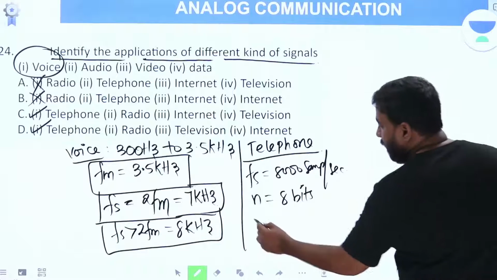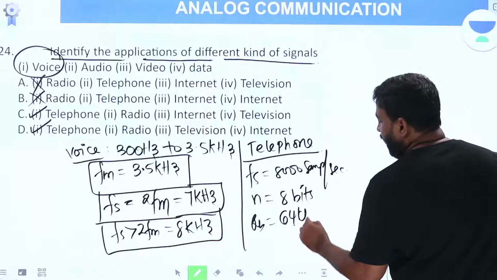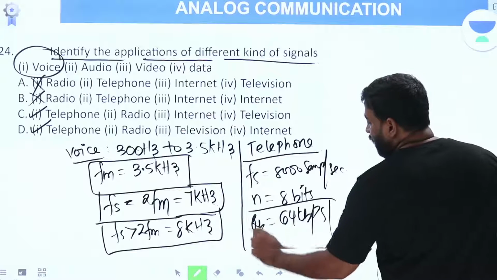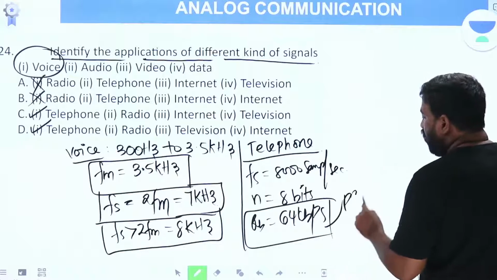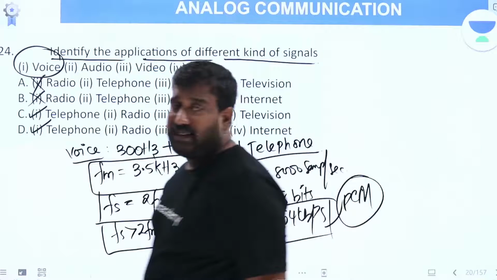Bit rate RB is 64 kbps, and the technique that they use is pulse code modulation. I'll discuss it again when I'm discussing digital.